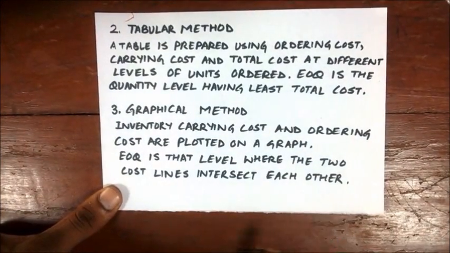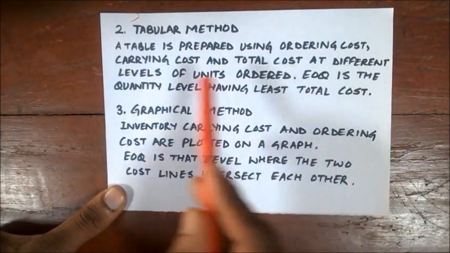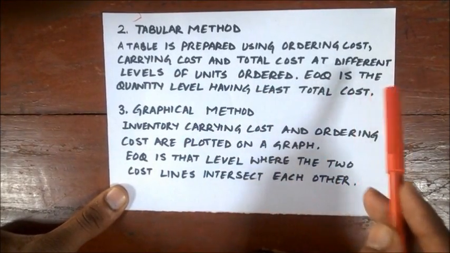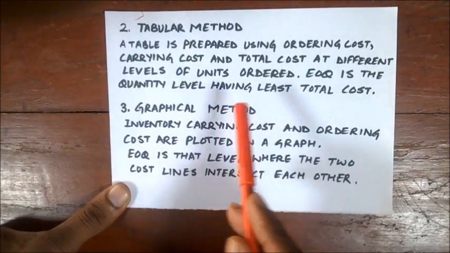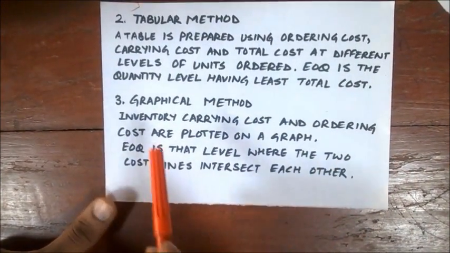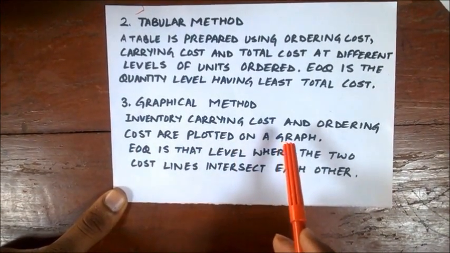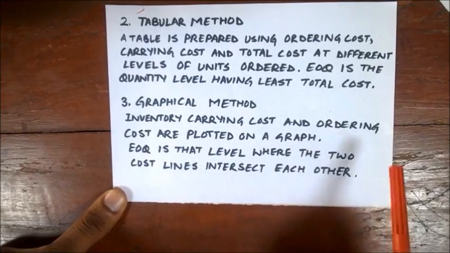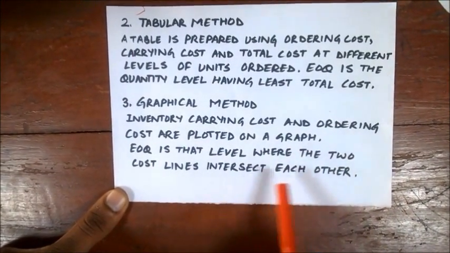The second method is the tabular method. In this method, a table is prepared using ordering cost, carrying cost, and total cost at different levels of units ordered. EOQ is the quantity level having the least total cost. The third method is the graphical method. From the tabular method, the data is taken and inventory carrying cost and ordering cost are plotted on a graph. EOQ is that level where the two cost lines intersect each other.